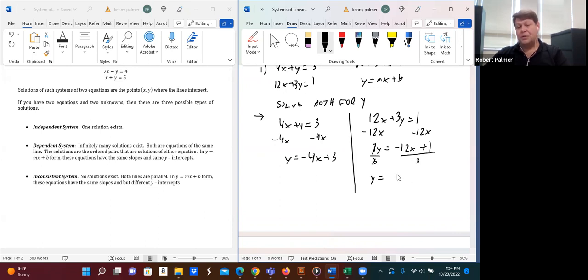Over here, let's separate this into two parts. We have negative 12x over 3, and then on the other side 1 over 3. Here I've simply broken this up into two fractions. Then simplify if you can. 12 over 3 is 4, so this is negative 4x plus 1/3.